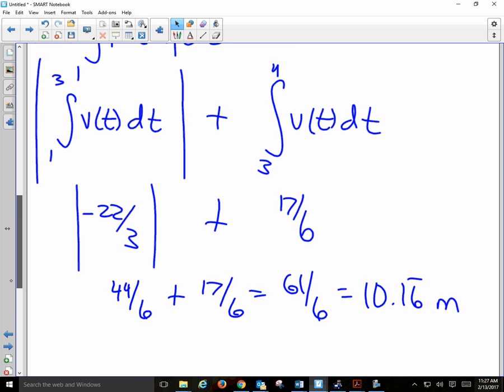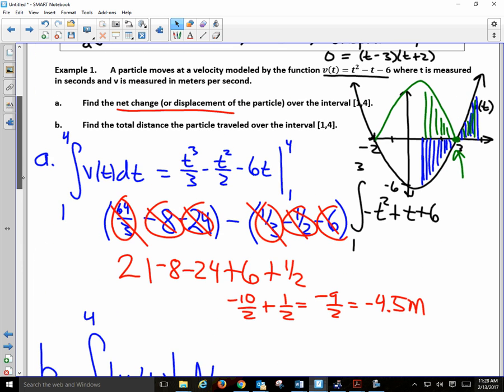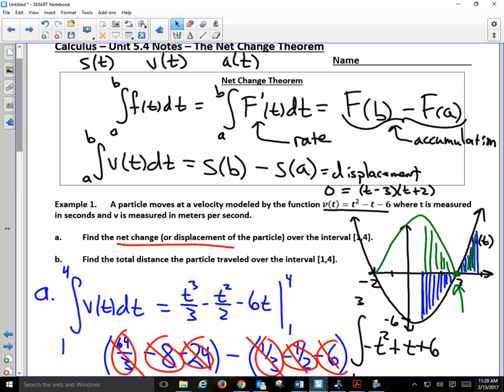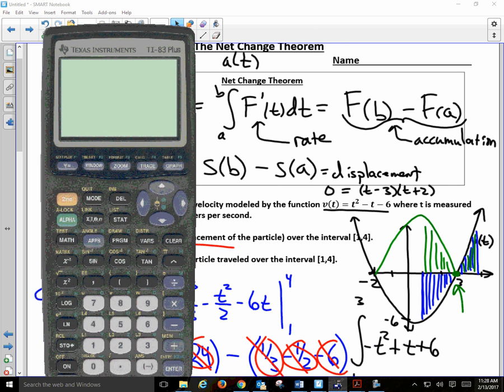All right, so here we have it. We have 10.16 meters is going to be the distance. Negative 4.5 meters is the displacement. This is what you'll carry out in your assignment today. You will then check your answers. You will check your answers using this.